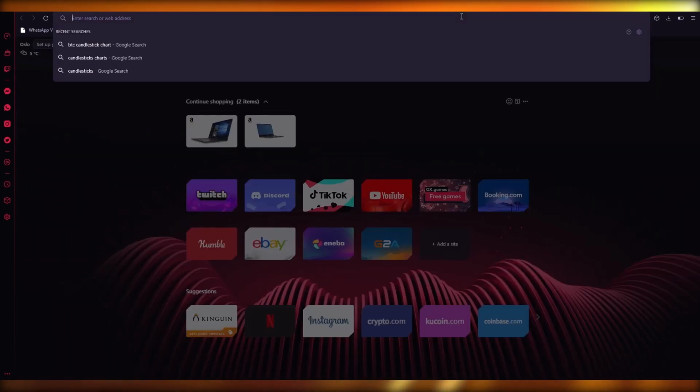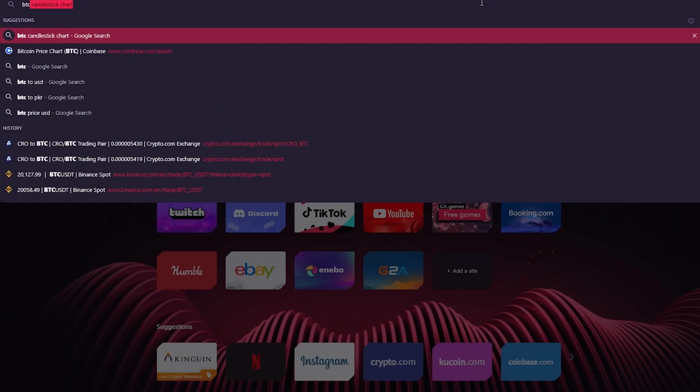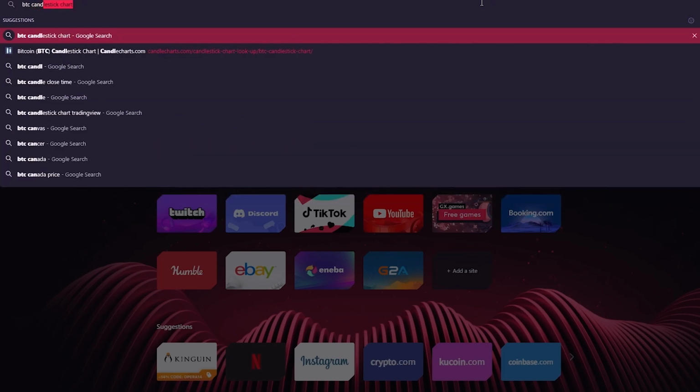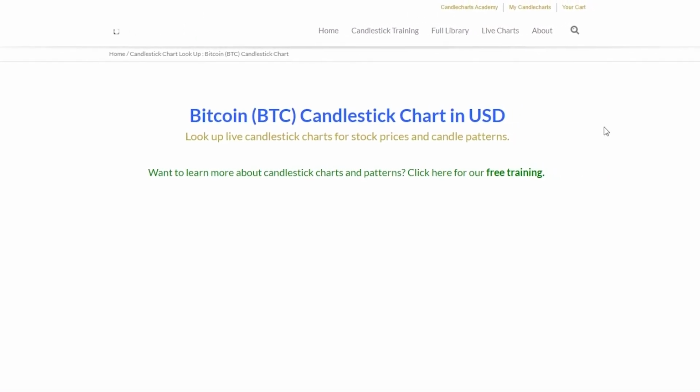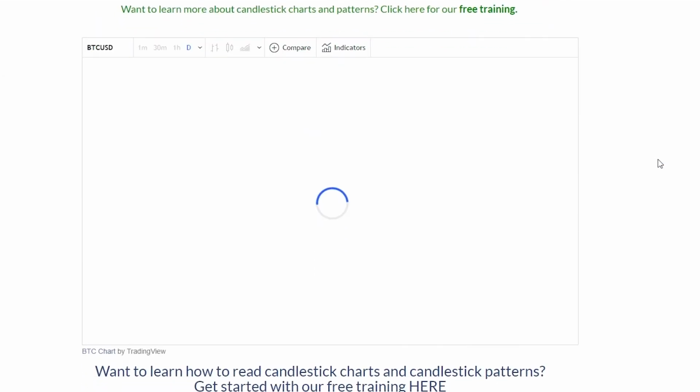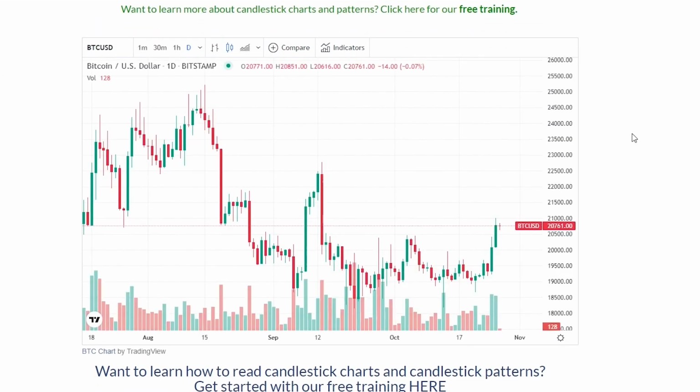First of all, you're going to write any type of cryptocurrency you want, and then you're just going to write candlestick chart in front of it. Once you've done that, you're just going to go on any one of these links. You can use a platform like Coinbase.com, Crypto.com, or Binance, but I'm just showing you the main basics of it. So I'm just going to go to the main candle charts website. Once we're on there, we're going to see the candle chart for Bitcoin. Once this loads up, there we go. So this is a candle chart of Bitcoin.